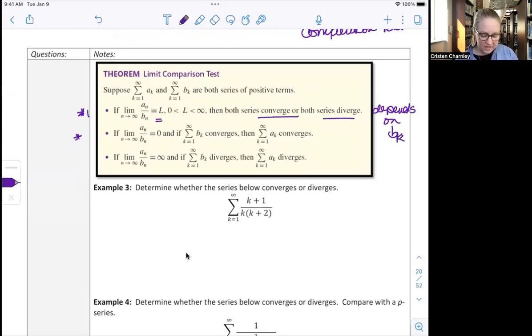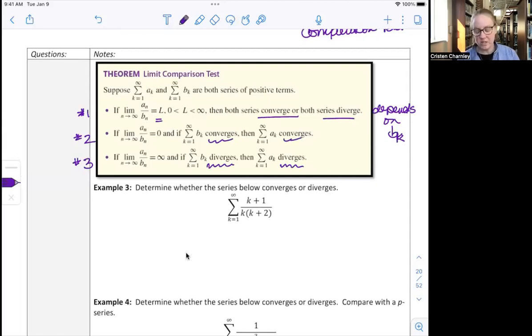The second situation is if you get a 0, and if b converges, then a also converges. It doesn't say anything about diverge. This works for converge only. And the third situation is if you get infinity and b diverges, then you can say that a diverges, but you can't say anything about converging. So you want to be really careful with these definitions because there are very small details that differentiate one rule from another. So example 3, determine whether the series below converges or diverges.